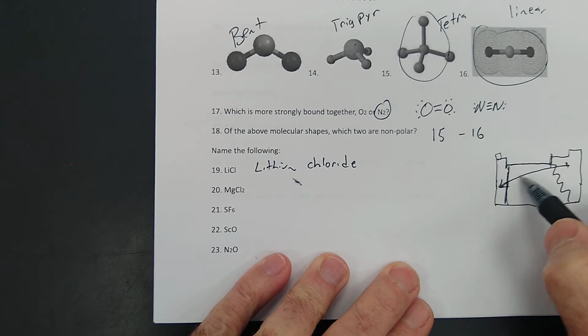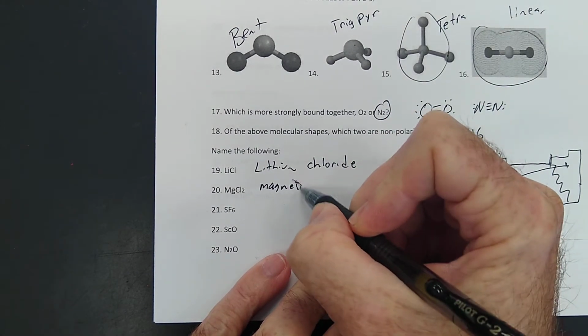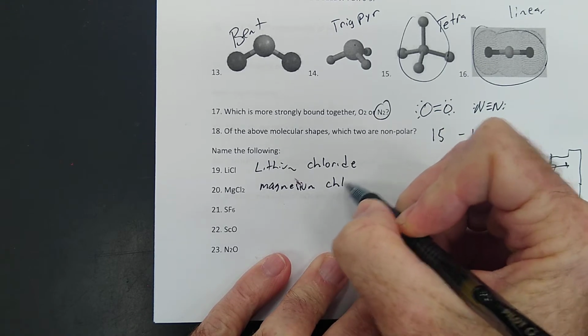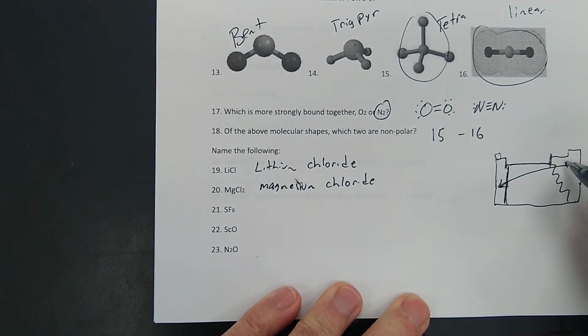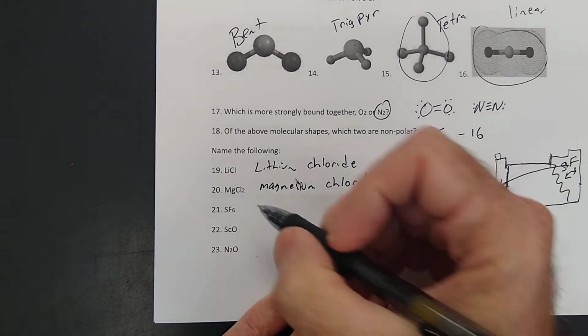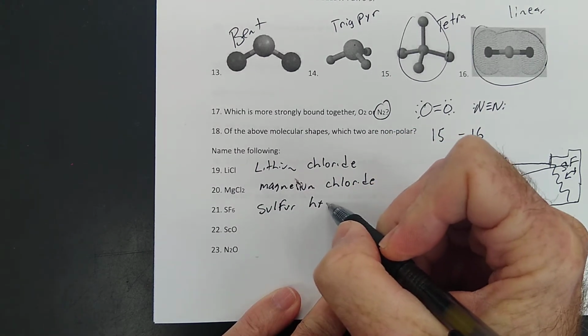MgCl2, guess what? Same thing. Magnesium chloride. SF6, ooh, the S and the F are both from over here. So they're going to be rule number 3, which means we have to use the numerical prefixes. This is sulfur hexafluoride.